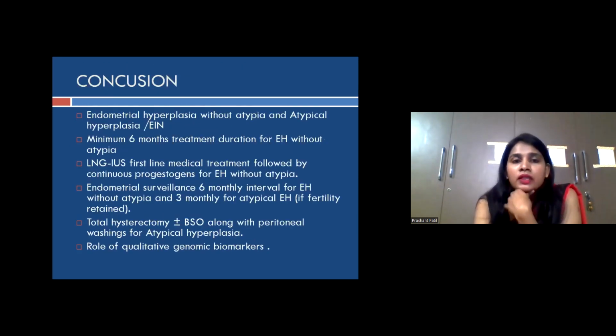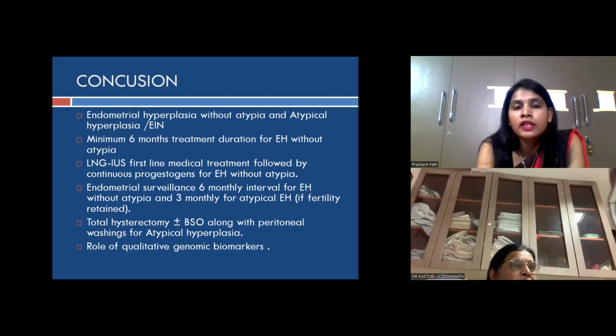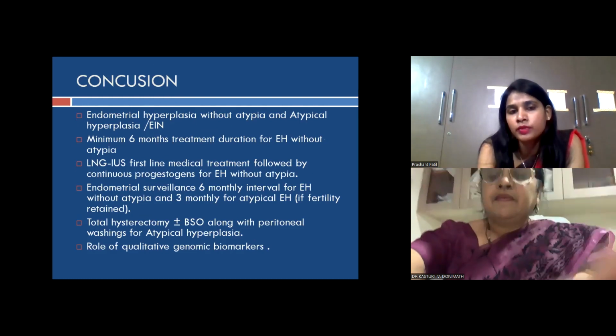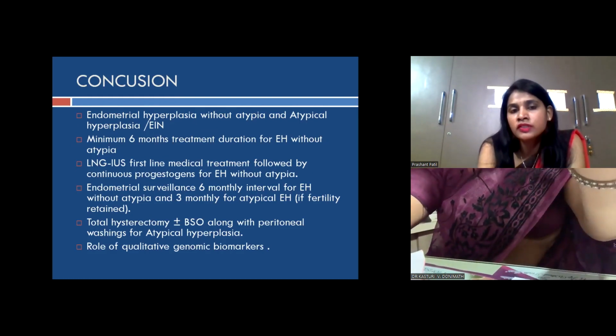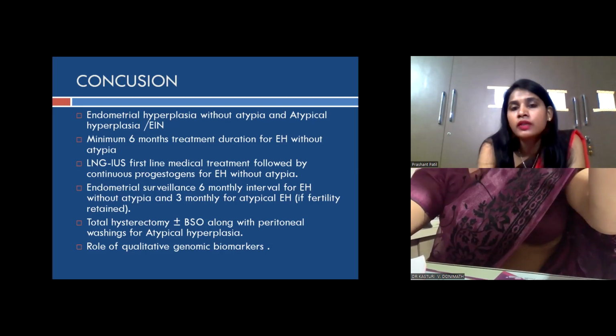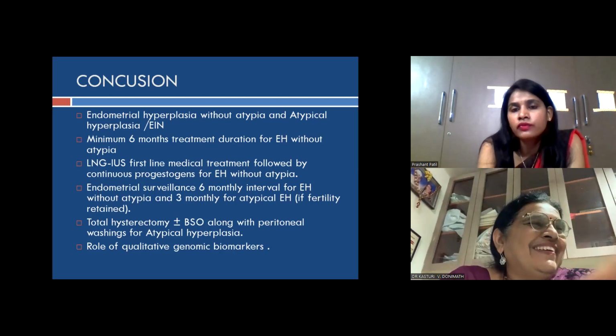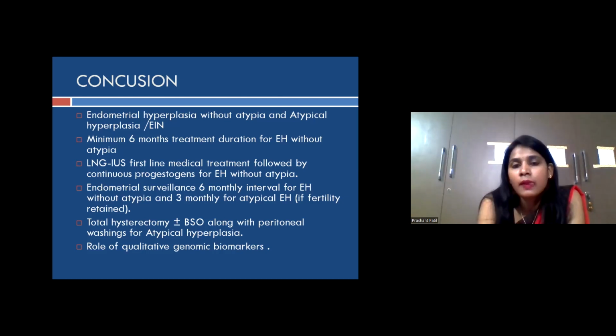So to conclude, endometrial hyperplasia without atypia and atypical hyperplasia are the only two classifications followed now. In case of hyperplasia without atypia, there has to be a minimum of 6 months treatment duration, and follow-up has to be every 6 months until 2 negative biopsies are obtained. LNG-IUS is always the first line medical treatment, then continuous progesterones, for patients without atypia.